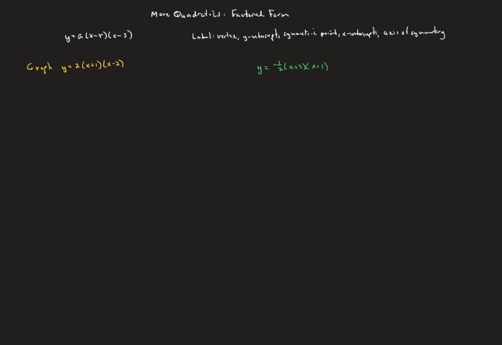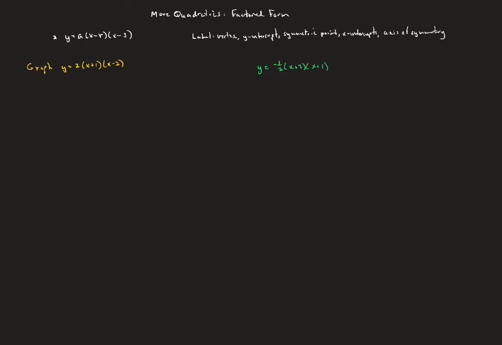We're going to talk more about quadratics, and so we're going to talk about how to graph using factored form. So factored form is this: y equals a times (x minus r) times (x minus s). The quadratic has already been given to us in factored form.